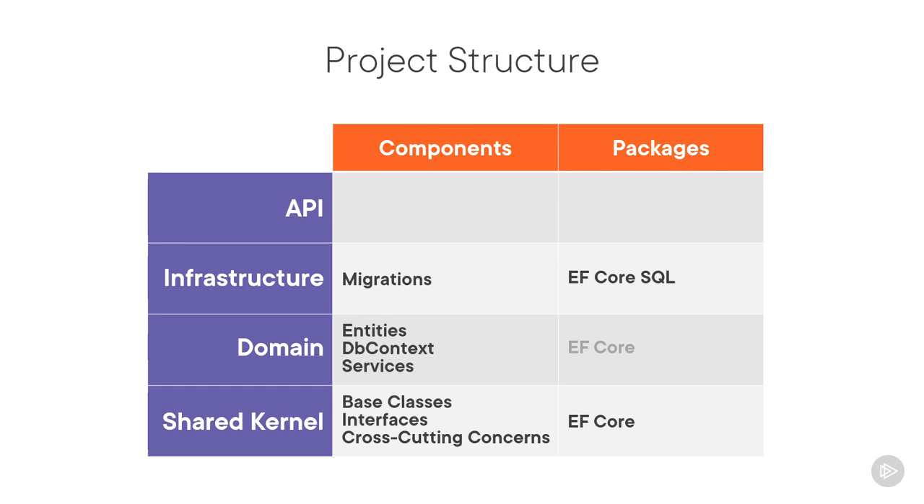Finally, he defines the API project. This has the usual controllers that you would expect to find in an ASP.NET Web API. It also includes the data transfer objects that define the API schema. And, as we've come to expect in ASP.NET, this is also where he configures the inversion of control container.